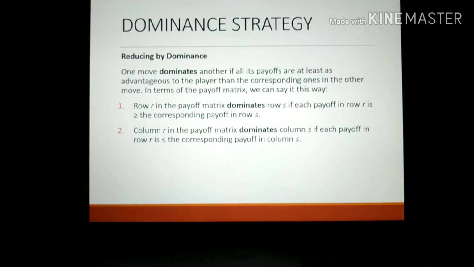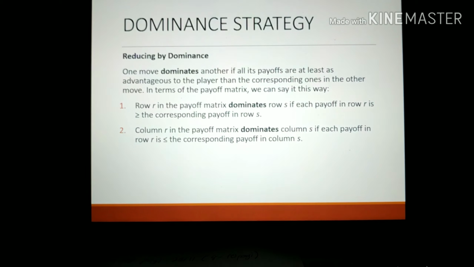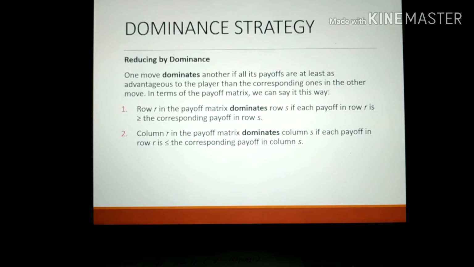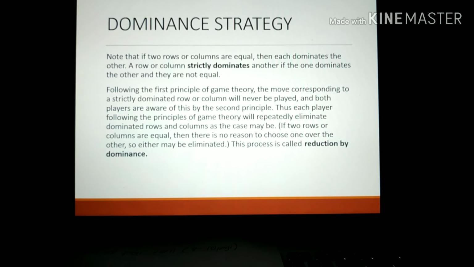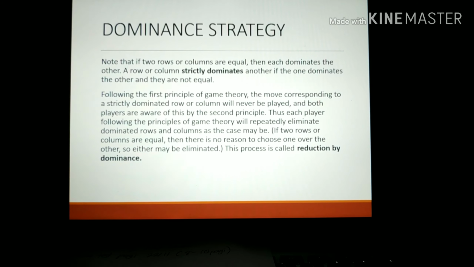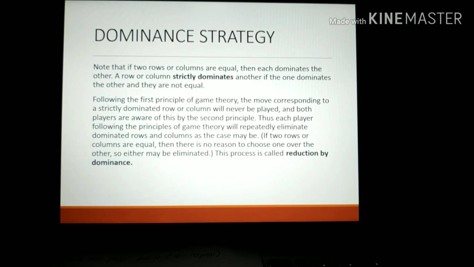Second, column R in the payoff matrix dominates column S if each payoff in column R is less than or equal to the corresponding payoff in column S. Note that if two rows or columns are equal, then each dominates the other. A row or column strictly dominates another if one dominates the other and they are not equal.